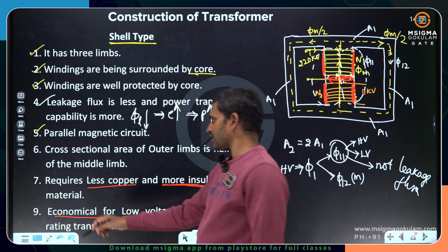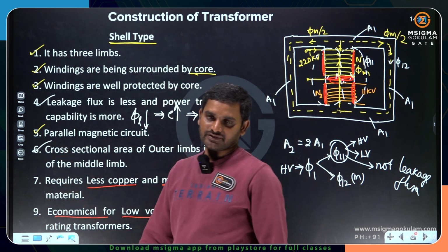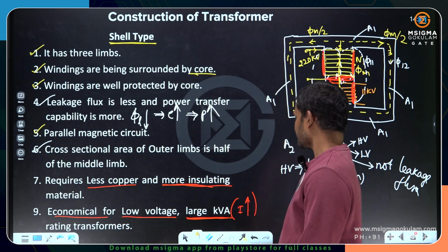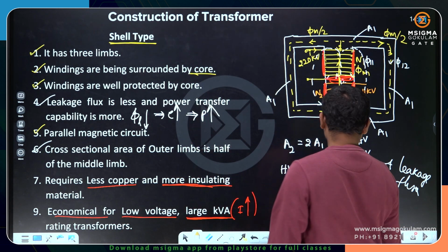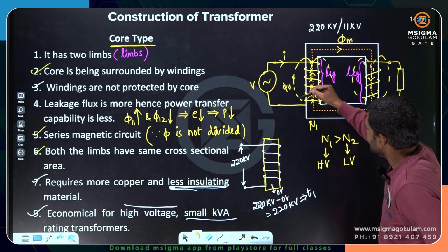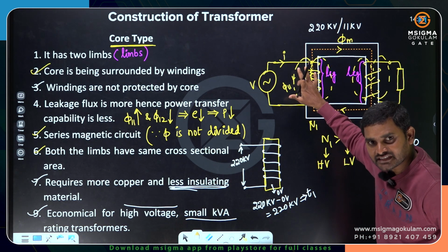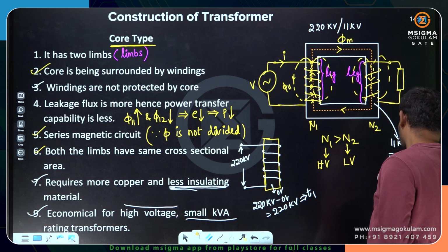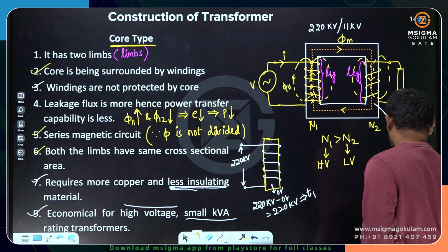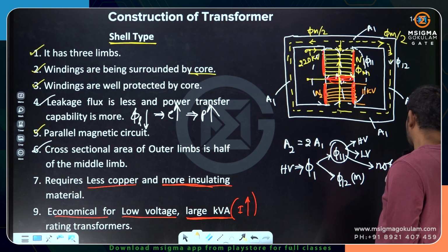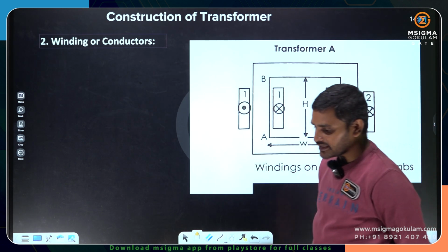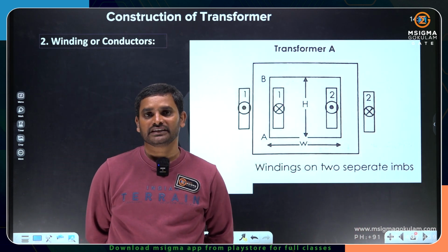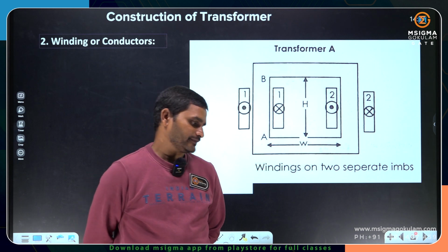We have already seen that the area of cross section of the outer legs will be half of the middle limb, right? Here, in this case, this is leakage flux. The leakage flux is linking with only N1 turns, not with N2 turns. That's the reason why leakage flux plays a major role in delivering power to the load. Be careful with the leakage flux lines component.